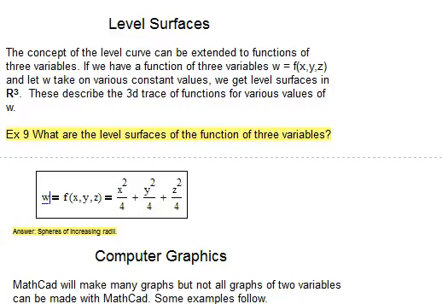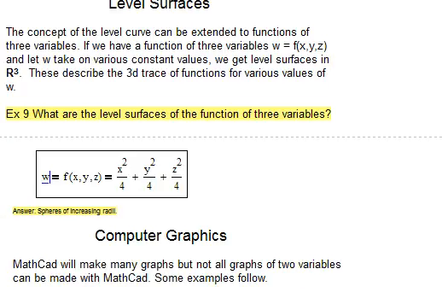We can do that. My mom always said life was like a box of chocolates. You never know what you're going to get. Well, that's true. We don't know what we're going to get, but we do know what the level surfaces look like.